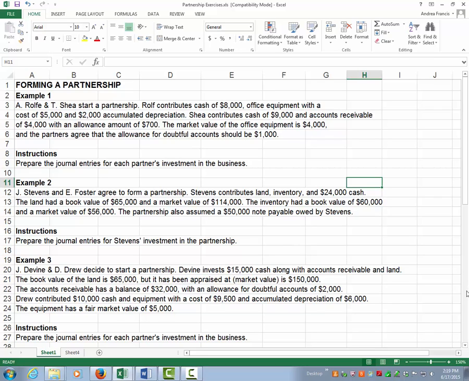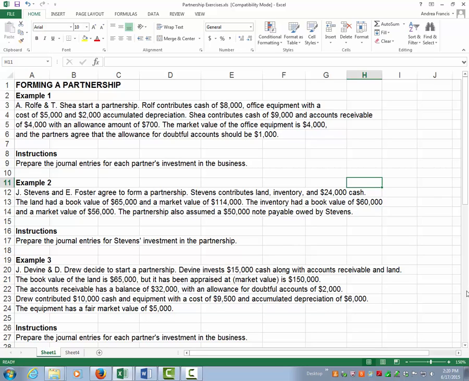The partnership also assumed a $50,000 note payable owed by Stevens. This is interesting. We haven't seen this before. Basically, Stevens brings in a liability into the partnership. So the note payable may relate to the land, or it could be for something else, but the partnership has to now assume this liability, which means it's going to record the liability in its books. And since we're the accountants of the partnership, we'll be doing that.